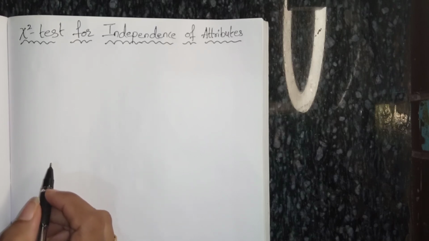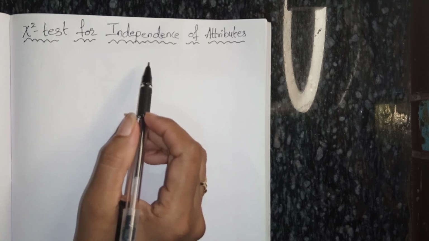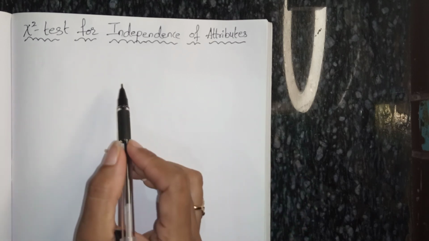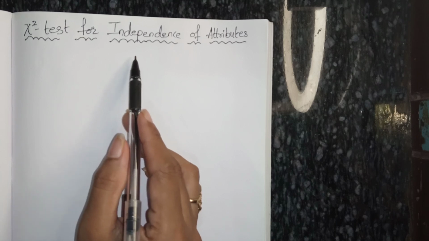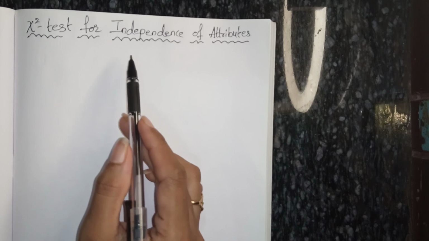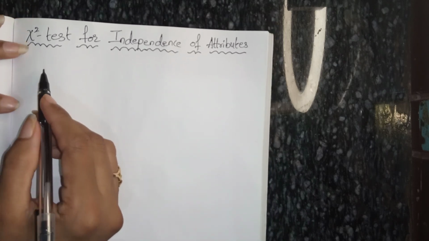Now we are going to discuss the chi-square test for independence of attributes, or what we can call the contingency table, R cross S or 2 cross 2. So this is the most important question for semester 4 in unit 3. Now we'll see what it is.